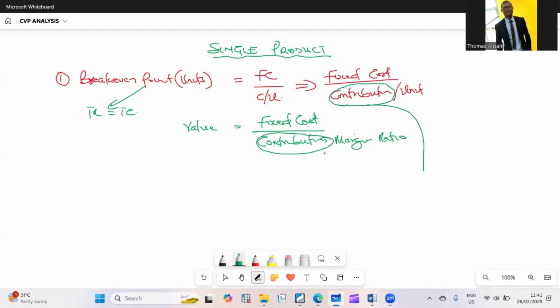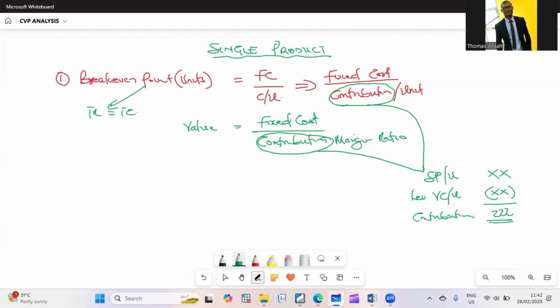Contribution. What is contribution? Contribution is simply your selling price per unit. So you need the selling price per unit. All right. Then you take away the variable costs per unit. And under marginal costing, we learned that. So that is contribution. All right. So basically, that is that.